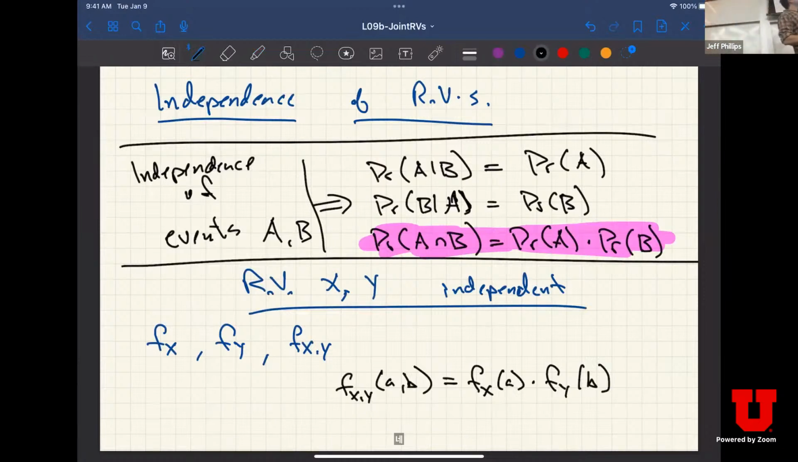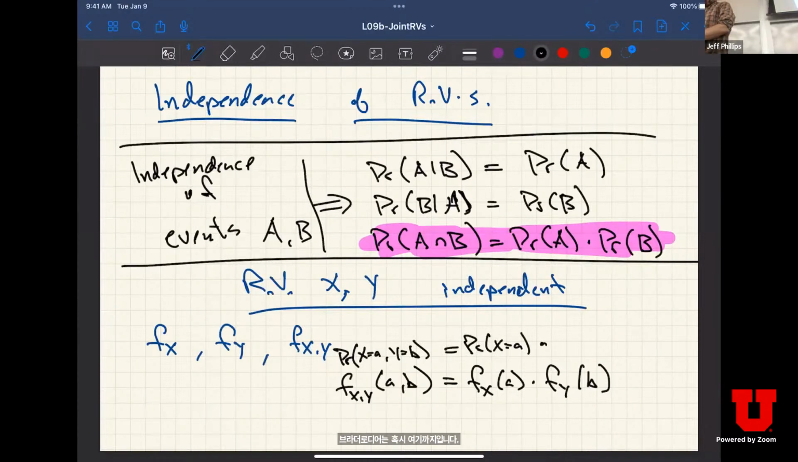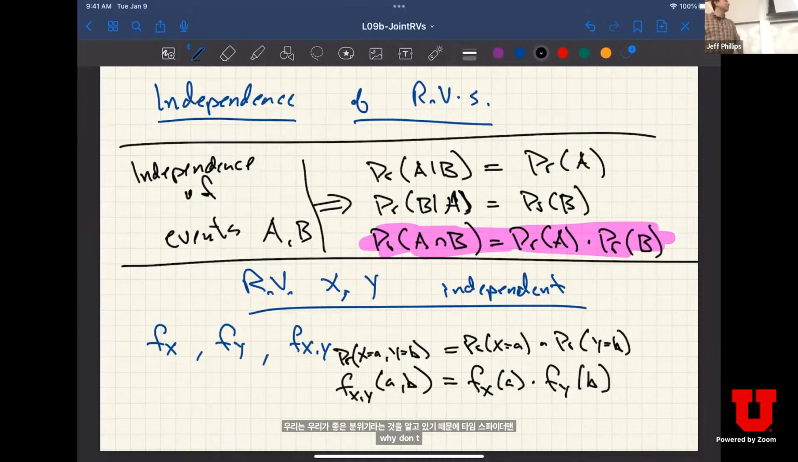That the joint probability f of x y at a, b, which means X takes a and Y takes b, is equal to the probability that X takes a and the probability Y takes b. This statement is equivalent to the probability of X equals a and Y equals b being equal to the probability of X equals a times the probability of Y equals b. So that seems pretty close.